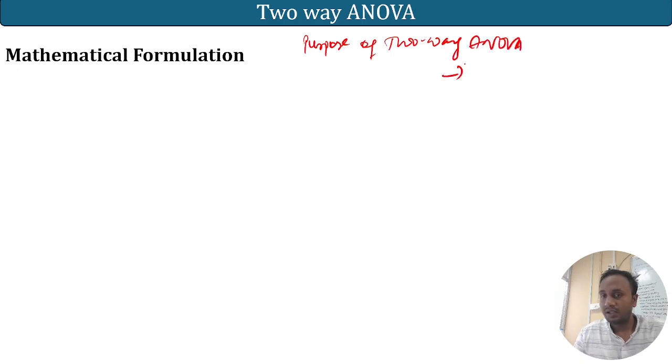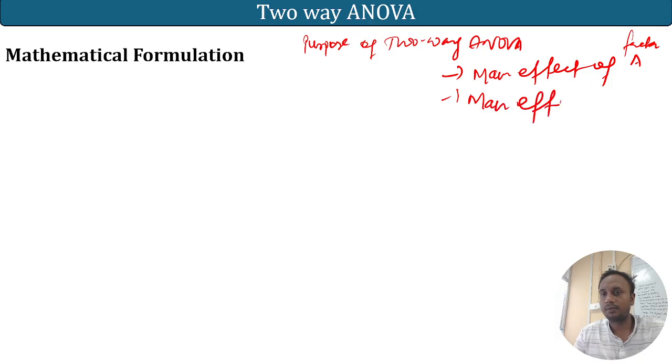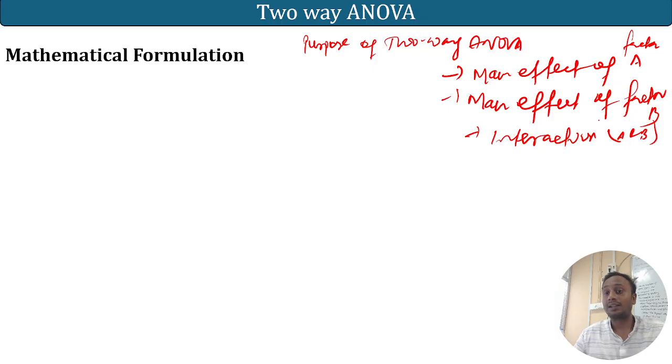We'll evaluate the main effect of factor A, then the main effect of factor B, then we'll check the interaction. Till last class, we were not talking about the interaction. So here we are talking about the interaction.